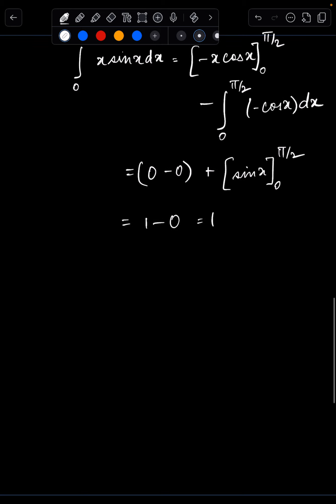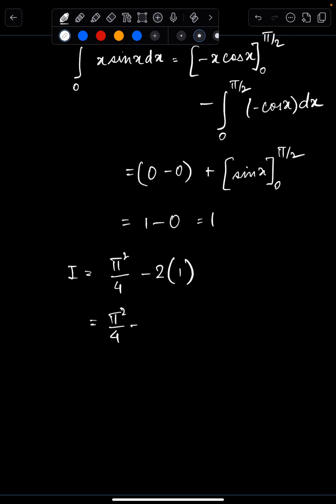So my final answer for the integral is basically pi square by 4 minus 2 into 1, which is nothing but pi square by 4 minus 2. So this is my answer for integral I.